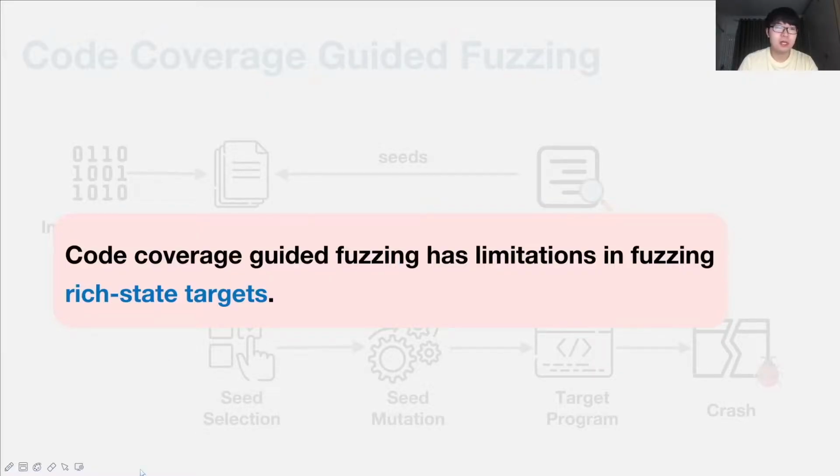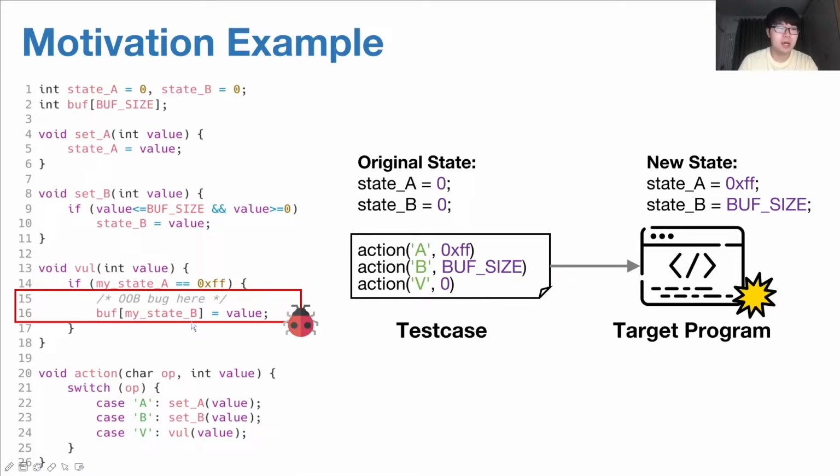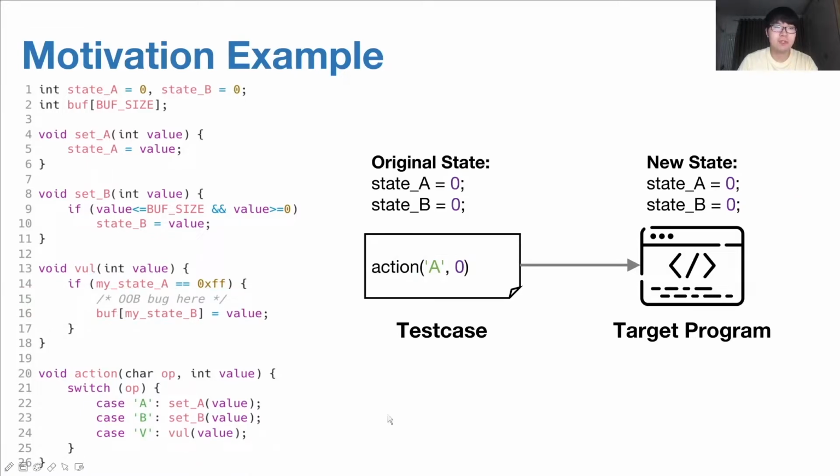However, code coverage-guided fuzzing has limitations in fuzzing rich state targets. Here is an example. The function action receives OP and value from users for taking different actions, including set A, set B, and the VUL function. There is an out-of-bound bug in the VUL function. To trigger this bug, we need to set the state A to 0xFF and the state B to buff size. Then we execute the VUL function.